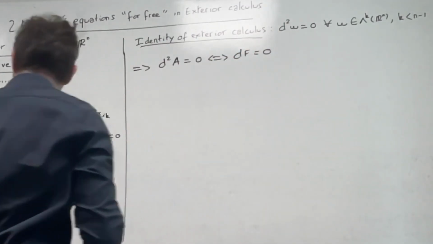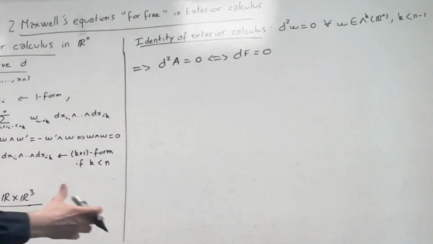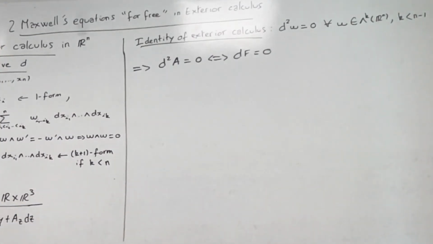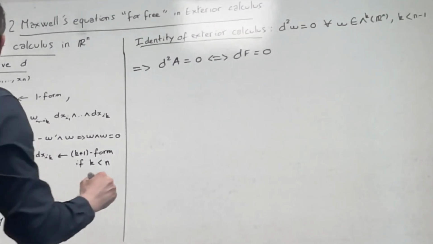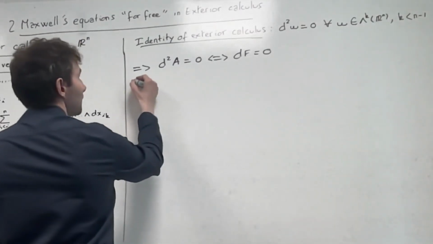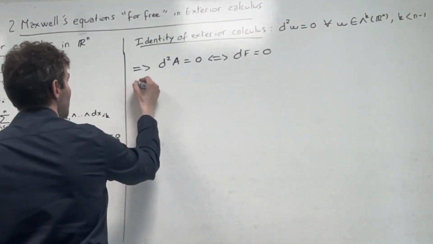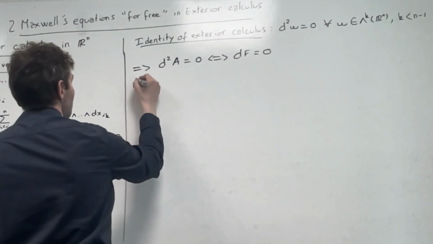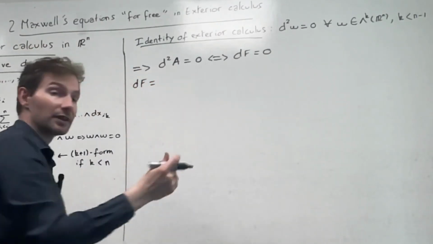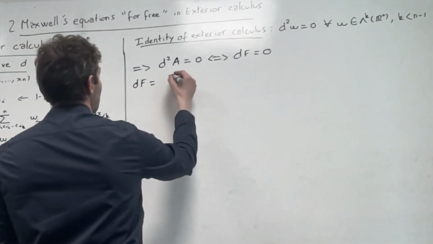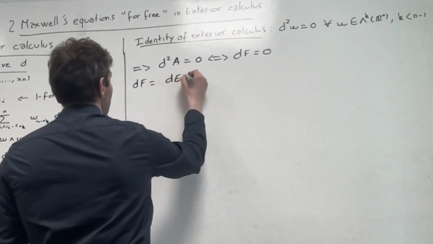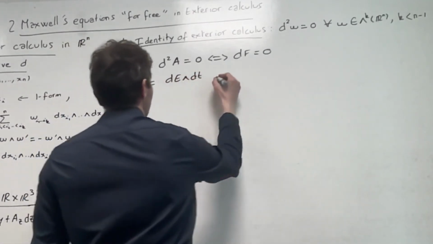Okay? Let's see what that means, and whether we get something we recognize if we have some knowledge of electromagnetism. So dF equals 0, and this is going to tell me the following. Let's work out what dF is already. So dF is equal to dE wedge dt, and then plus dB.